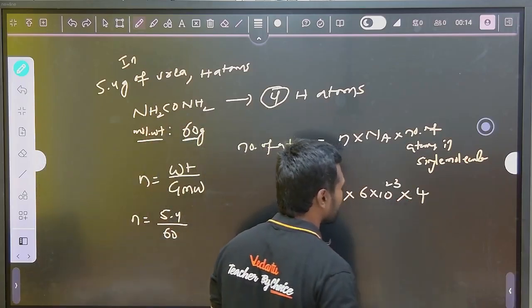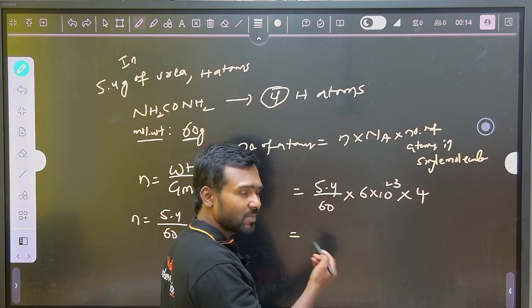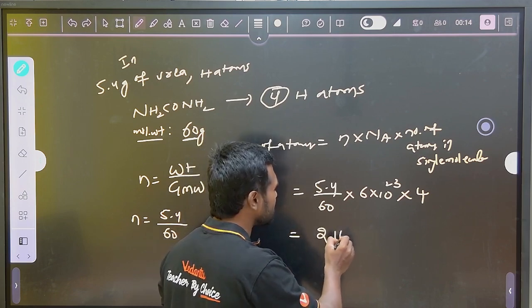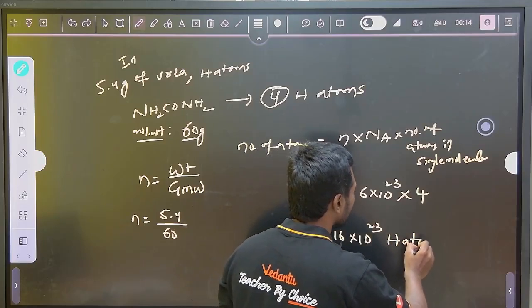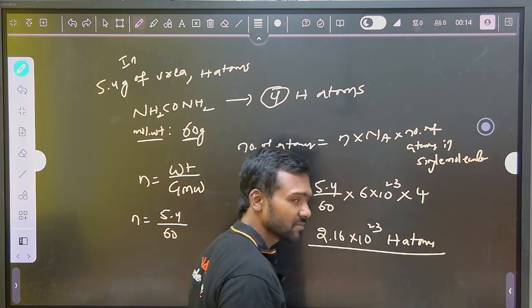So multiply with 4. If you multiply this value, you are going to get around 2.16 into 10 power 23 H atoms present. We are finding only H atoms. Simple question.